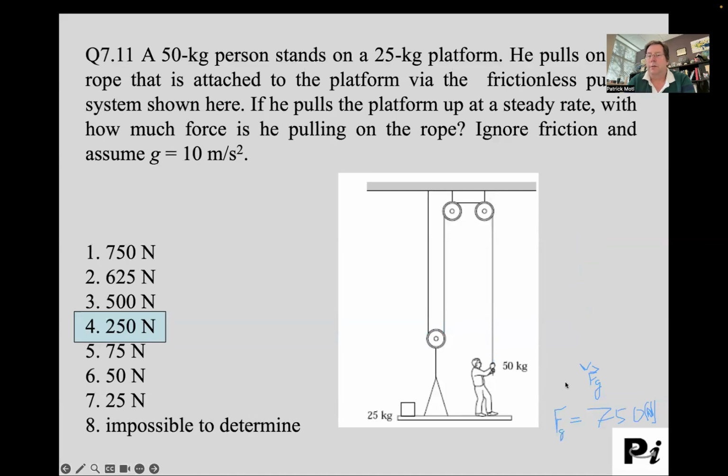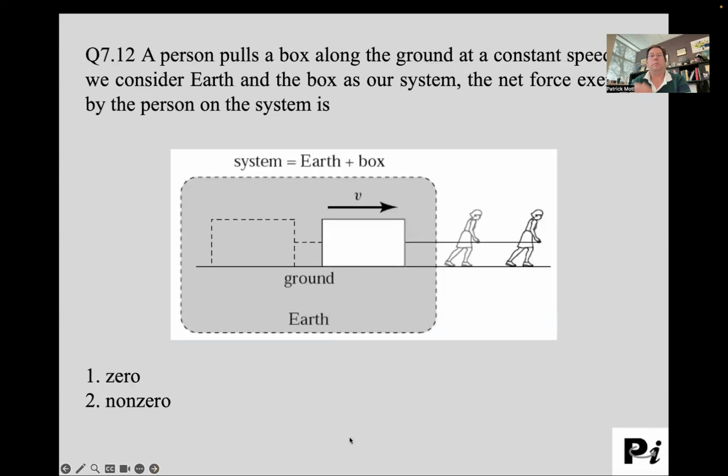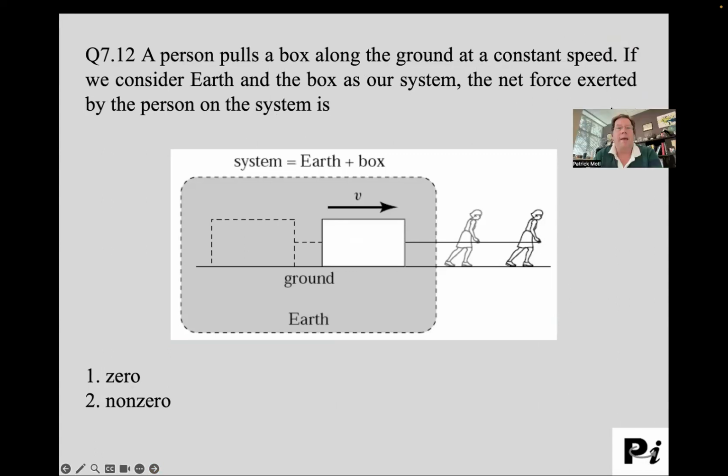All right. We're going to talk about systems. Now the work energy theorem interacts with our ideas of what a system is. So a person pulls a box along the ground at constant speed. If we consider the earth and the box as our system, the net force exerted by the person on the system, is it zero or non-zero? So think about what you think it is, talk it over with your physics friend, and then let's go over the answer together when you unpause the video.